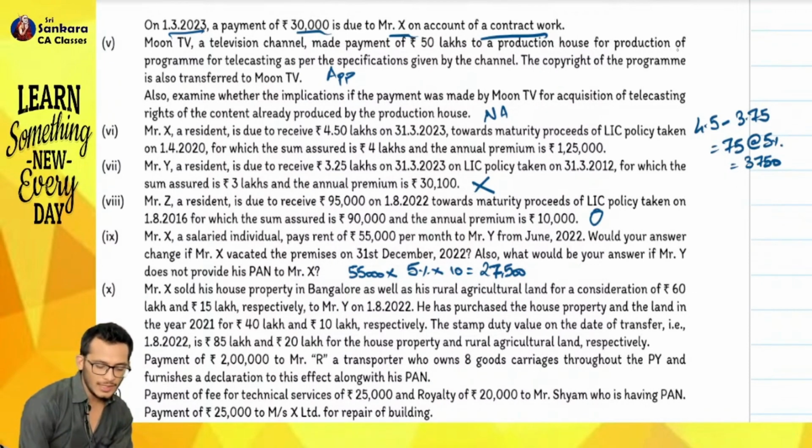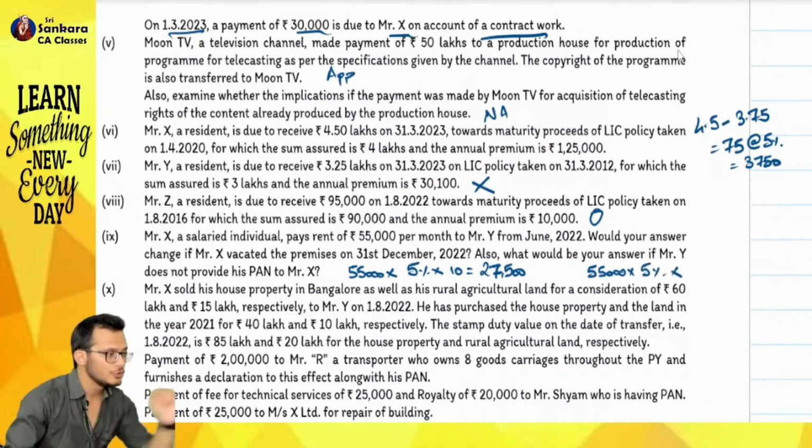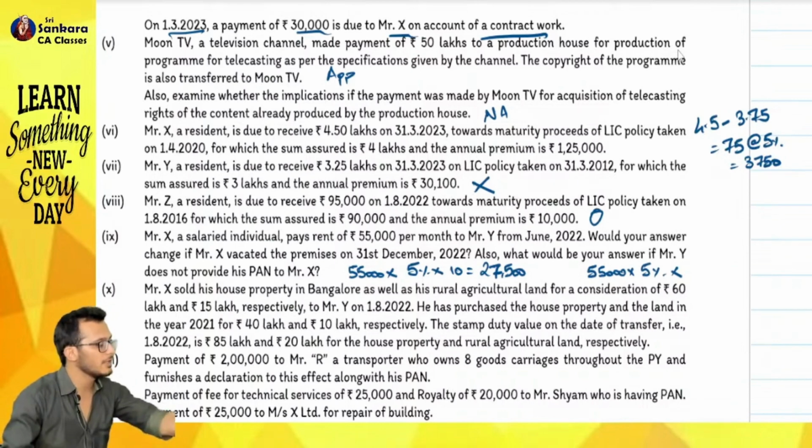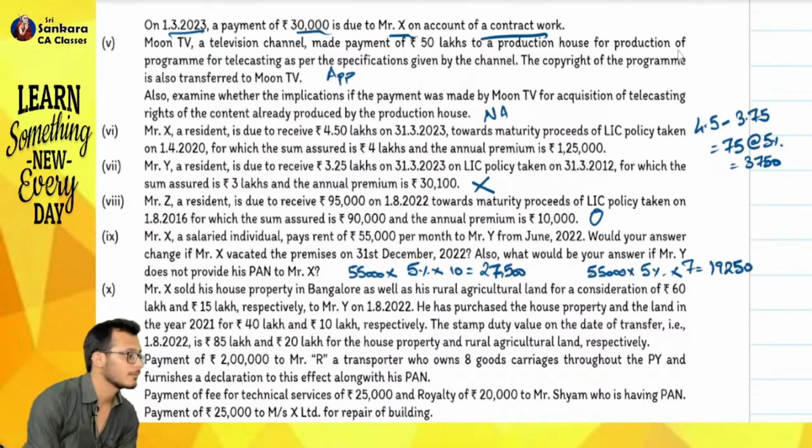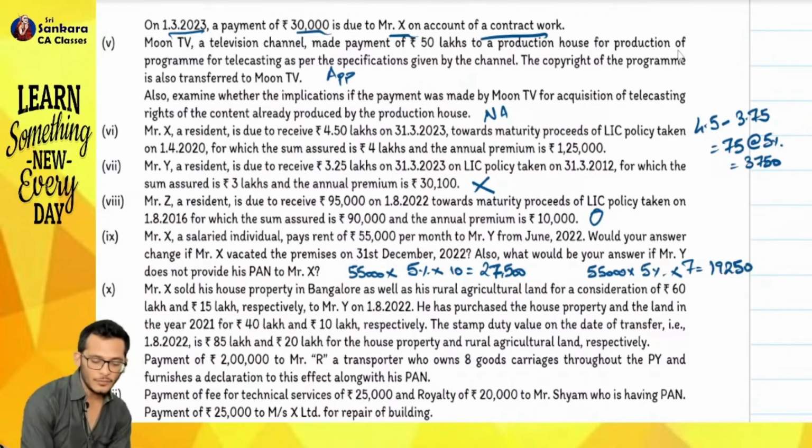Next question. Would your answer change if Mr. X vacated the property on 31st December? Would your answer change? Yes. Why? Rent will fall 55,000 into 5% into June to December, 7 months. The number is 19,250. This will be deducted when? December.